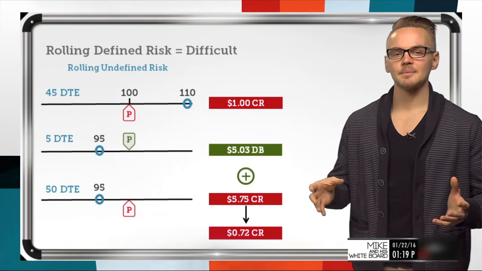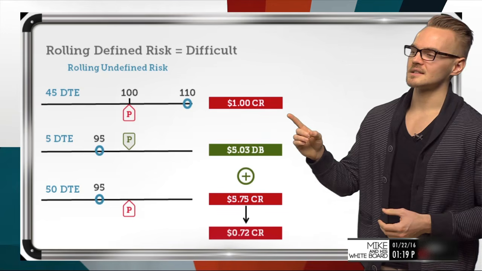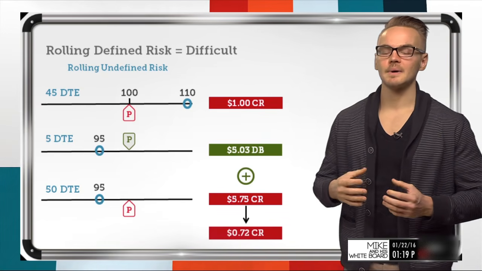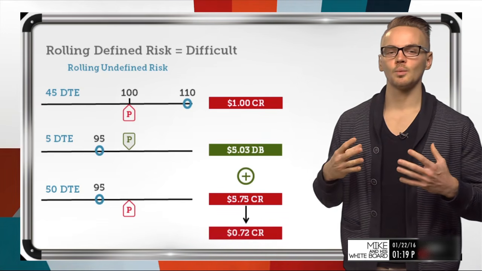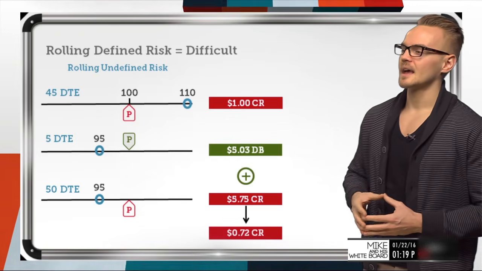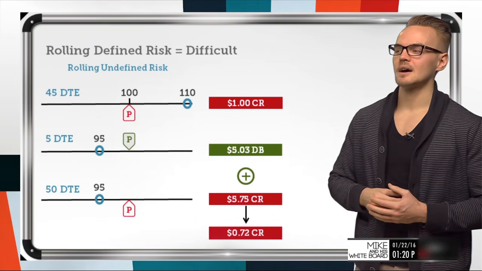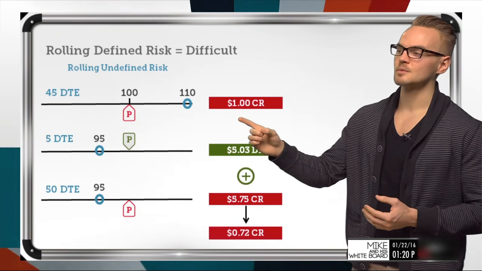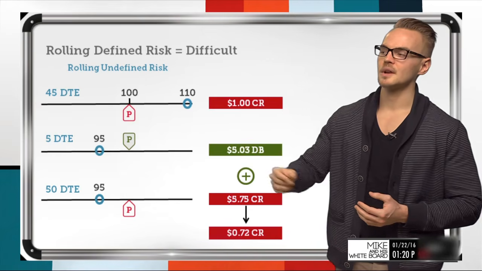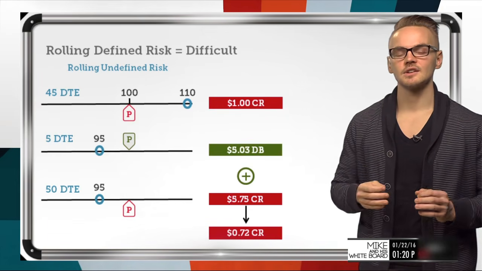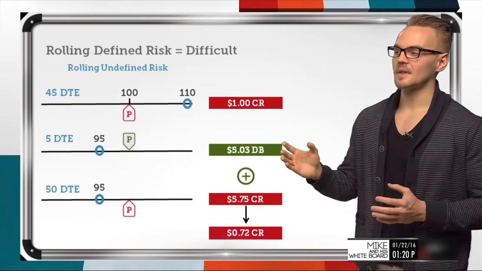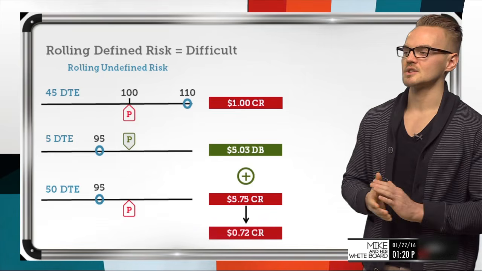I've got a great high probability trade, and I collected a $1 credit, which would mean my max profit on this trade is $1 or $100. And my strike is all the way down to 100. So the stock price can move anywhere near 100, even down to 99, and I'll still break even on the trade. So I like this trade. I've got myself a high probability trade here.